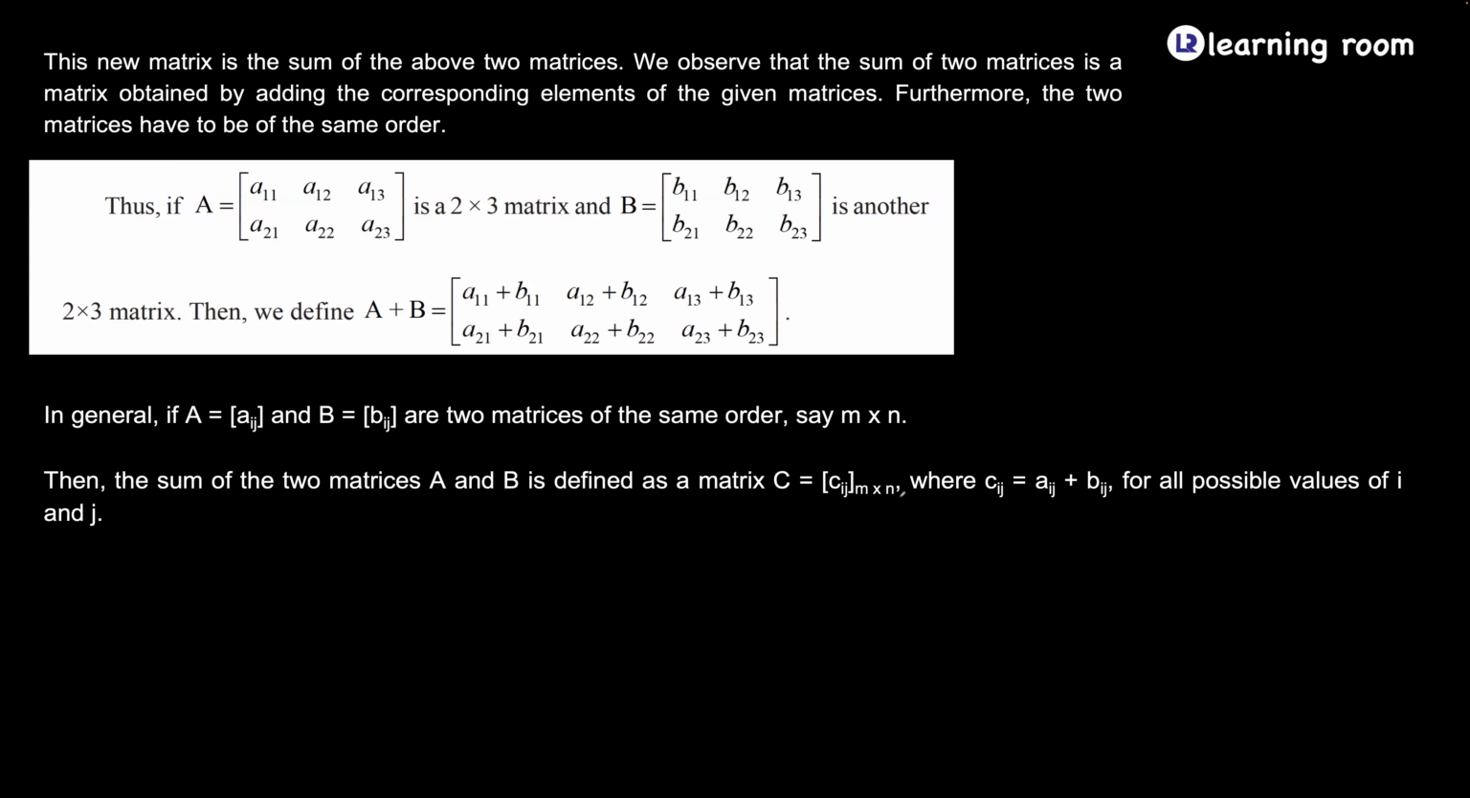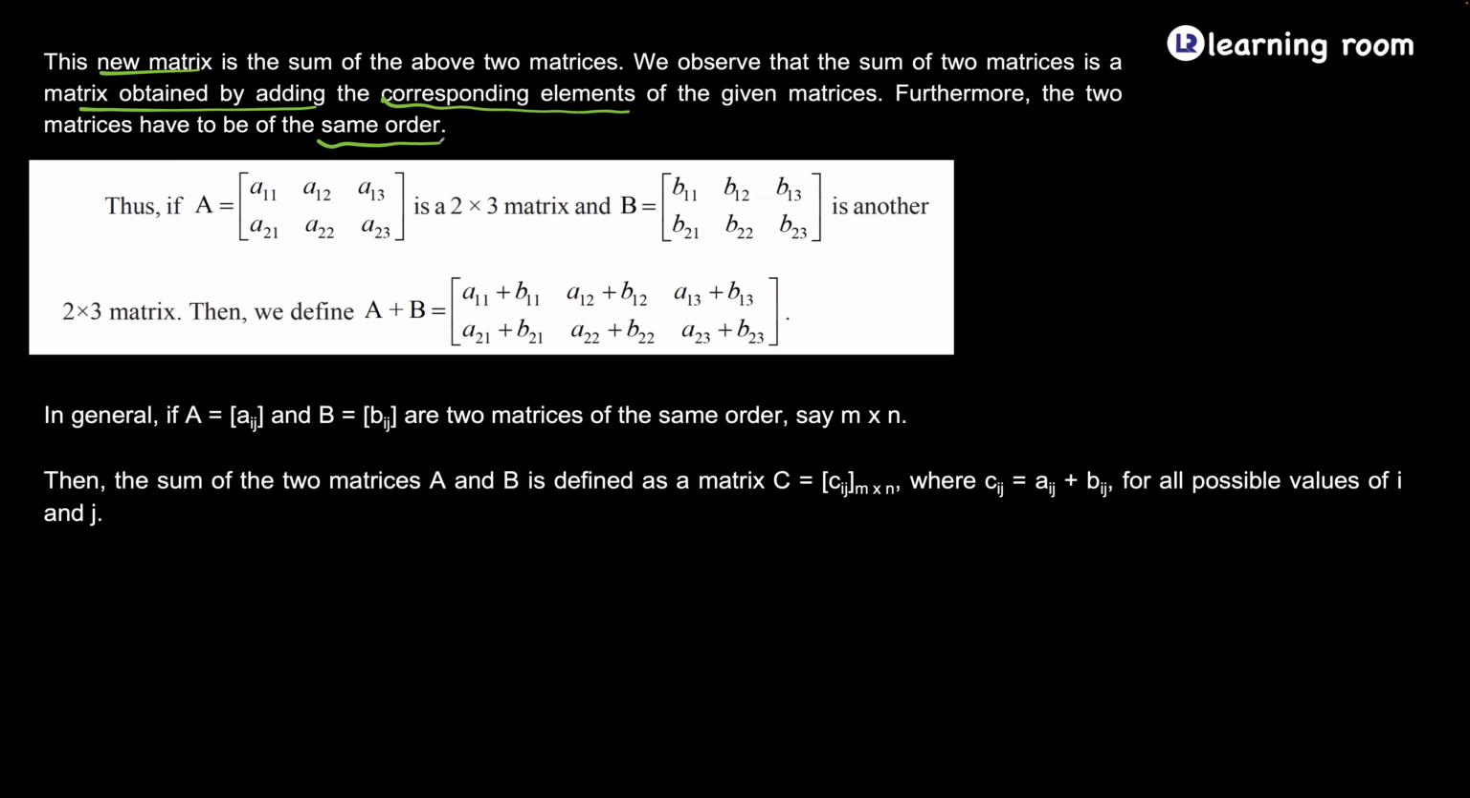Okay. So before that, we need to understand one thing. When you add a matrix to another matrix, the output that you get is also a matrix. Okay. So the new matrix is the sum of the above two matrices, right? We observe that the sum of the two matrices is a matrix obtained by adding the corresponding elements of the given matrices. Furthermore, when you need to add the corresponding elements, you need to ensure both the matrices have the same order. If they are of different order, there is no concept of addition of matrices. So they should be of the same order, right?